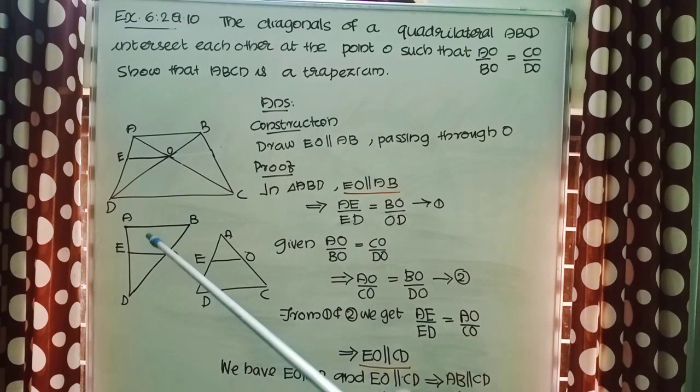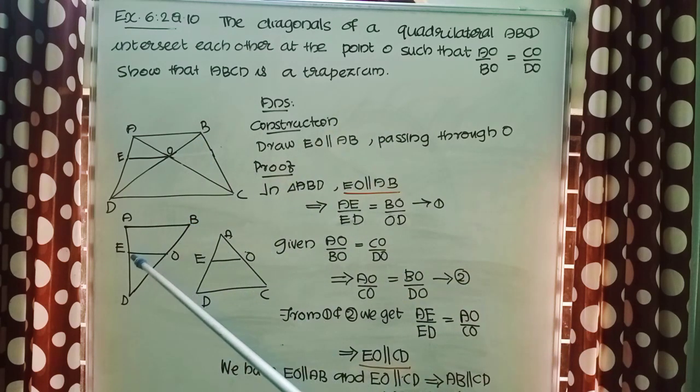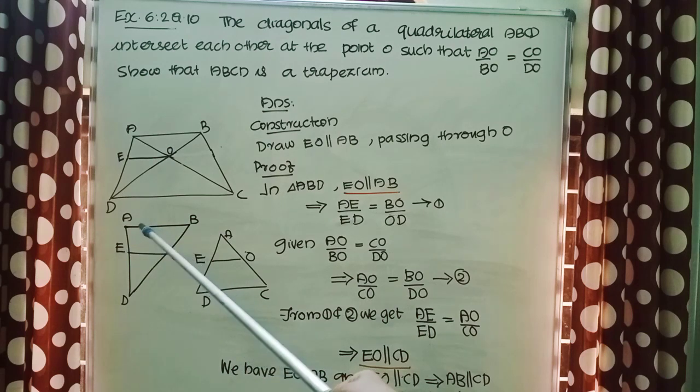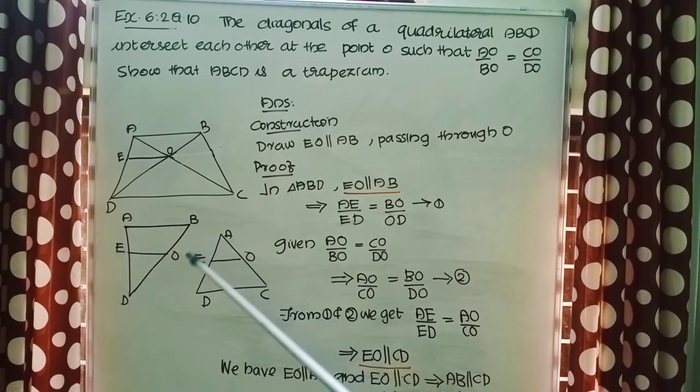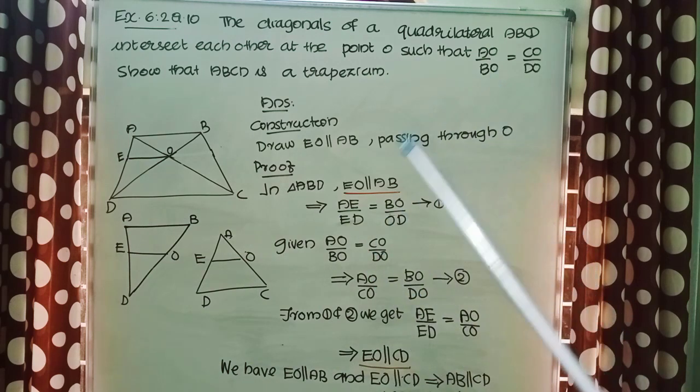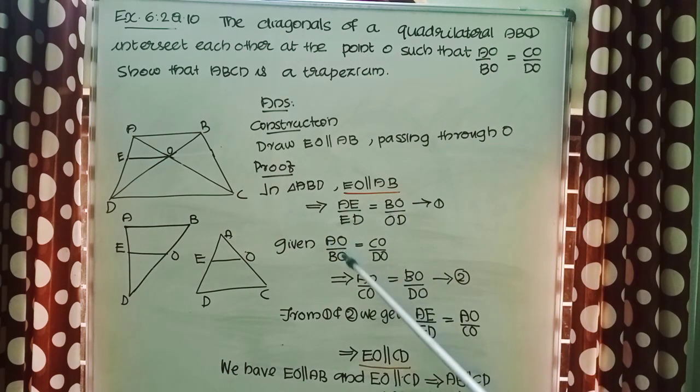So let us consider the triangle ABD. In that triangle, this EO parallel to AB. So we can write AE by ED equal to BO by OD. Keep it as equation number 1. Now in the question it is given AO by BO equal to CO by DO. Let us interchange this BO and CO. We get AO by CO equal to BO by DO. Keep it as equation number 2.